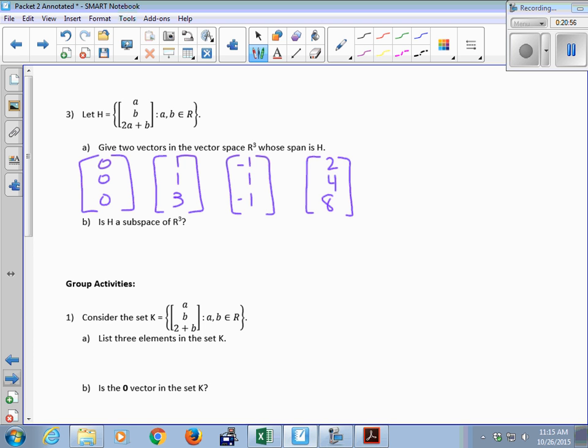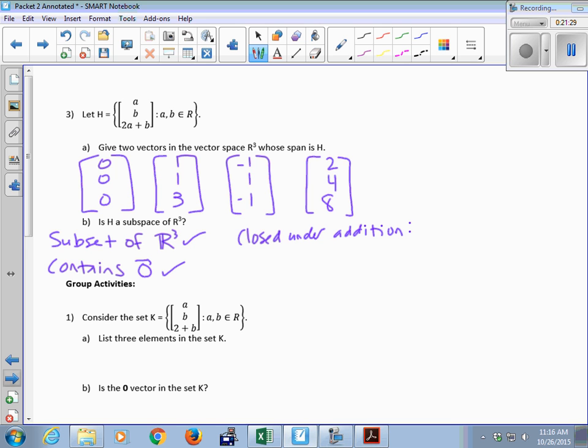Well, it's definitely a subset of R3, right? These vectors are definitely in R3, so it's a subset. It contains a 0 vector. Check. I have to think about closed under multiplication and addition. So, closed under addition.